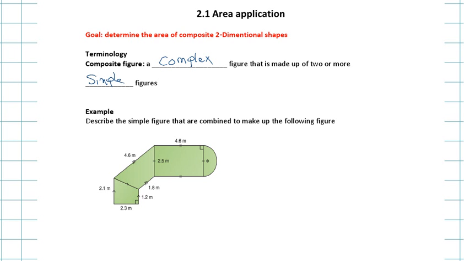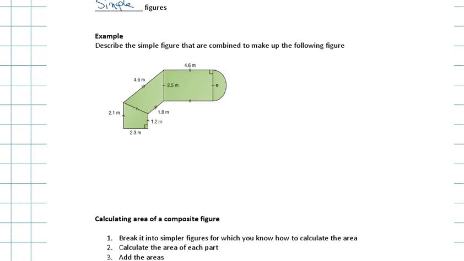So let's describe the simple figures that are combined to make the following figure at the bottom. When you see this, what do you see? Rectangle. Trapezoid. Another trapezoid. And half of a circle. I see half a circle, right? I see a rectangle, trapezoid, and another trapezoid.